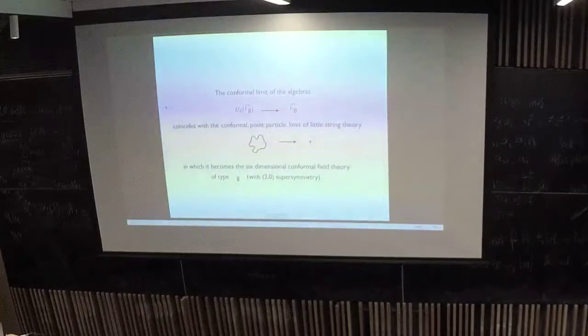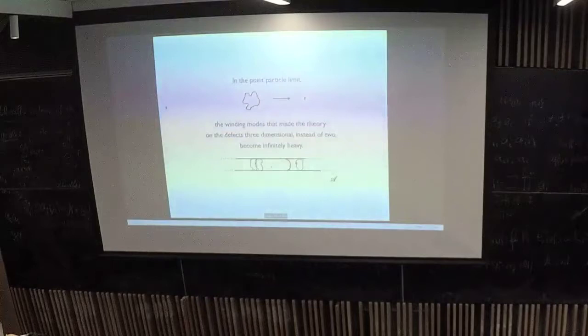Now, a little string theory has no conformal symmetry, and correspondingly, we get a theory with no conformal symmetry, which is based on this quantum affine algebra. But the conformal limit that takes you from quantum affine algebra to ordinary affine Lie algebra turns out to have a fixed string theory meaning. It's a point particle limit in which a theory of strings becomes just a quantum field theory in six dimensions, which turns out to have conformal symmetry. And moreover, in this point particle limit, all the winding modes that made your defects three-dimensional become heavy, and the theory on defects becomes two-dimensional.